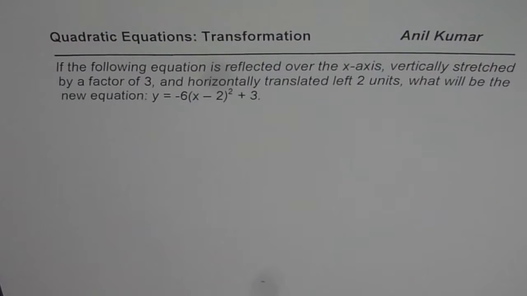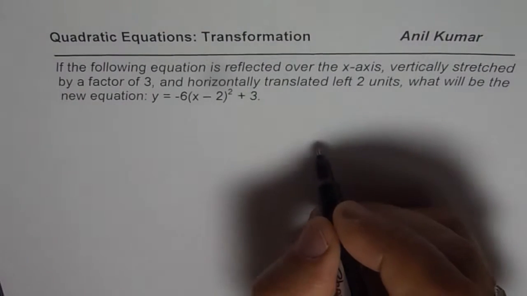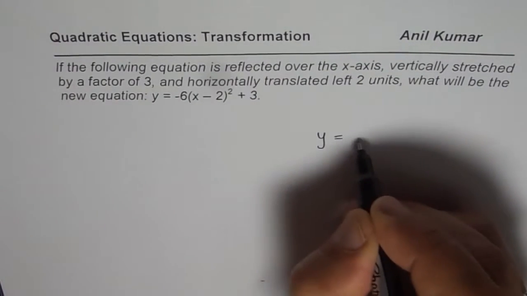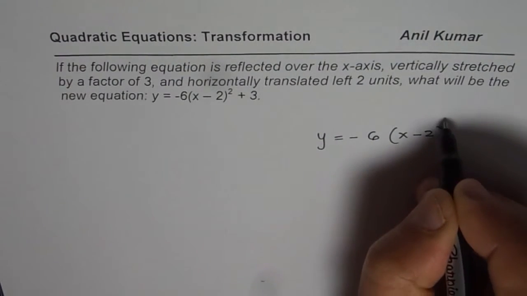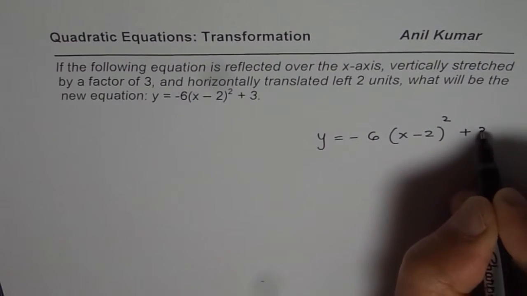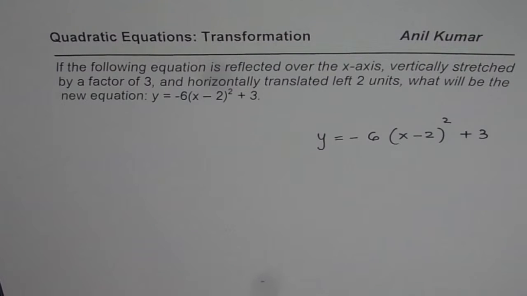The question is, if the following equation is reflected over the x-axis, vertically stretched by a factor of 3, and horizontally translated left 2 units, what will be the new equation? The equation given to you is, let me rewrite here, y equals minus 6 (x minus 2) whole squared plus 3, right? So that's the equation. You can pause the video and answer the question.